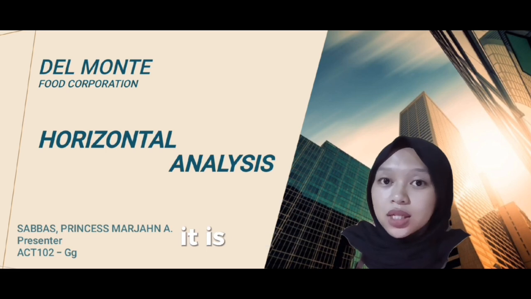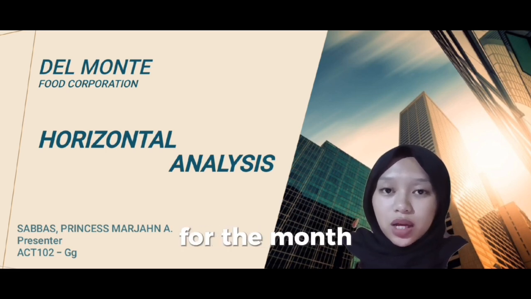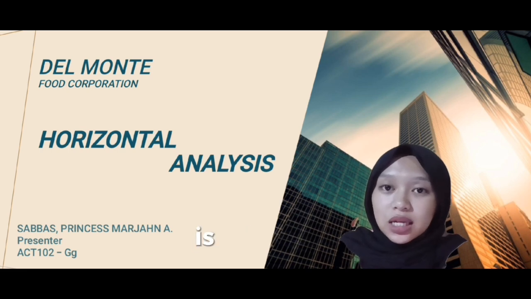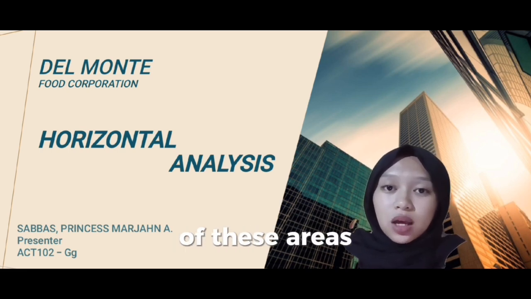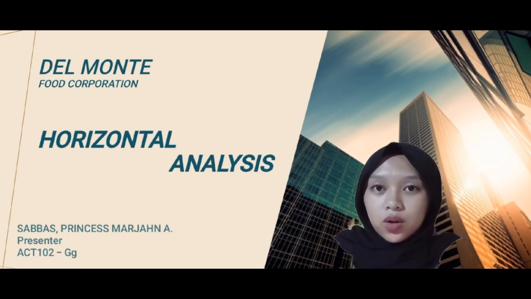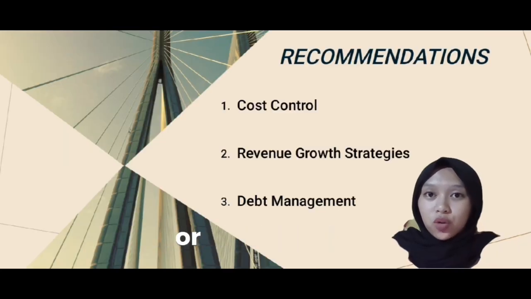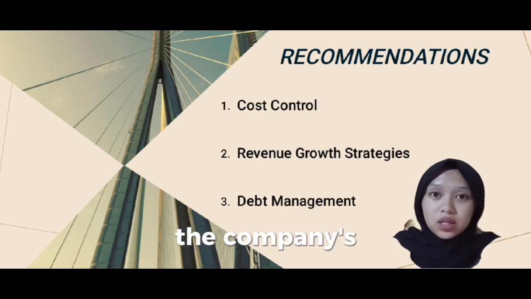From the analysis, it is clear that rising costs and increasing liabilities are the main challenges for Del Monte. Despite stable sales, profitability is declining due to operational inefficiencies and high borrowing costs. Addressing these areas is crucial for improving the company's financial position. We also have put recommendations or suggestions that suggest actionable strategies to improve the company's performance.